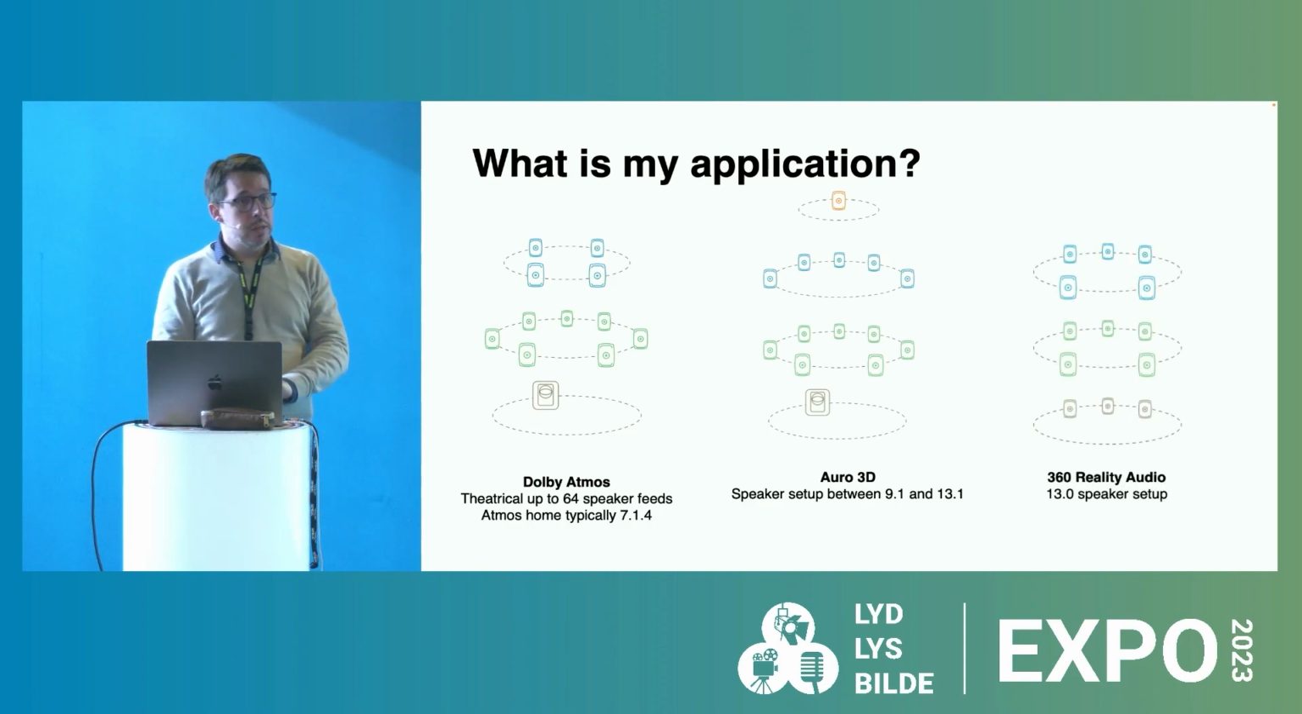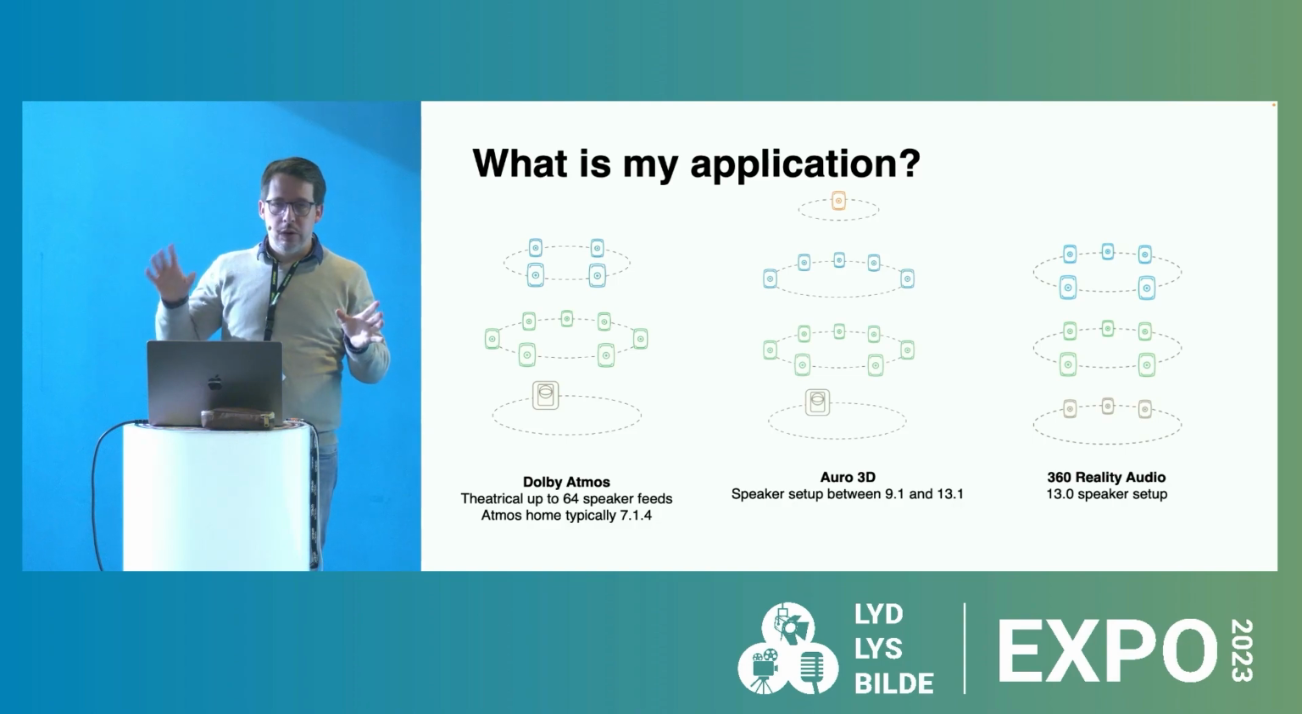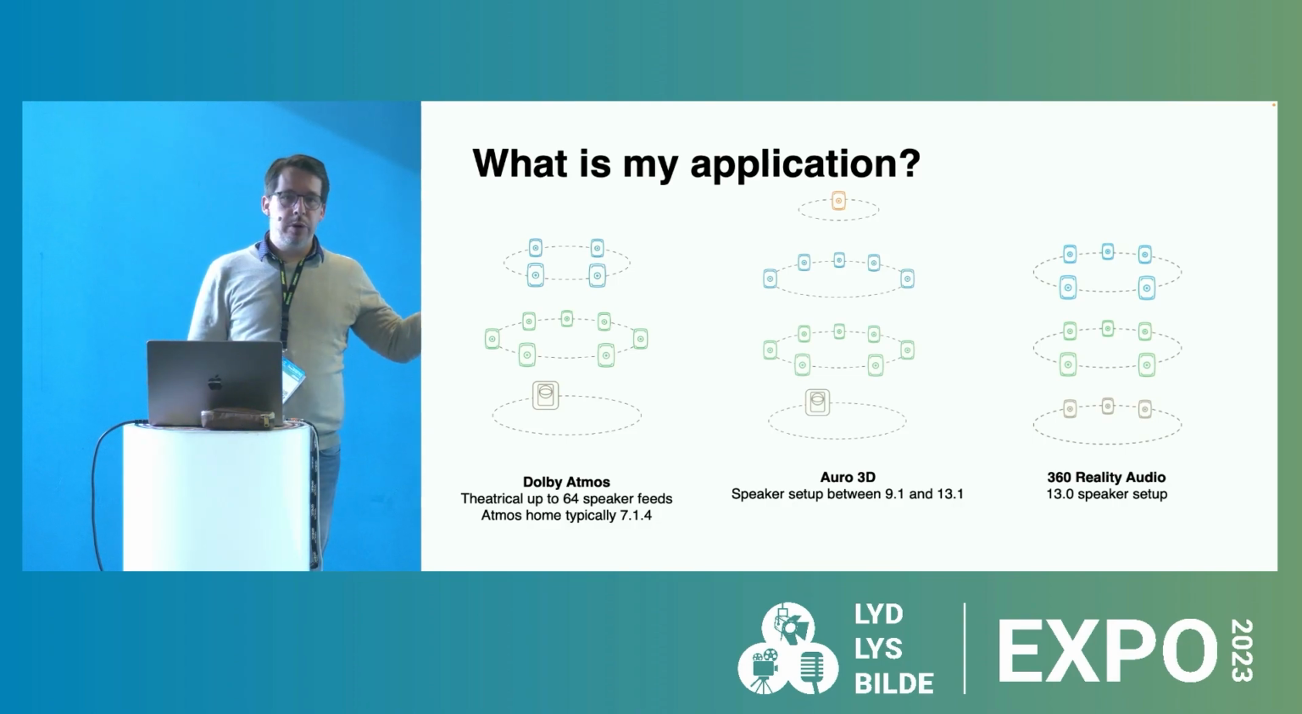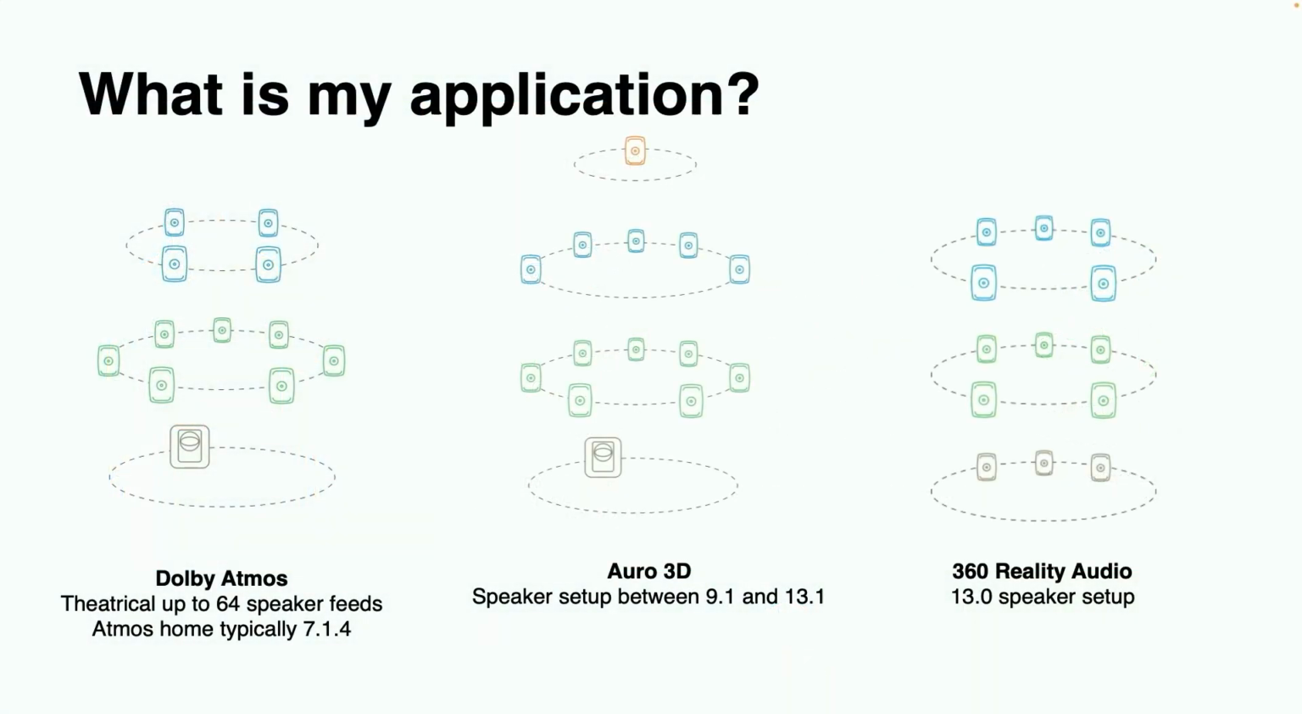But the next one, which is totally different, it's different in terms of how to place the speakers, is 360 Reality Audio, the Sony format. Although the reproduction of this format is mainly for headphones, there is a recommended speaker layout that you can install in your studio that you need to work with or can work with. And this, as you can see already, looks quite different to the other formats.